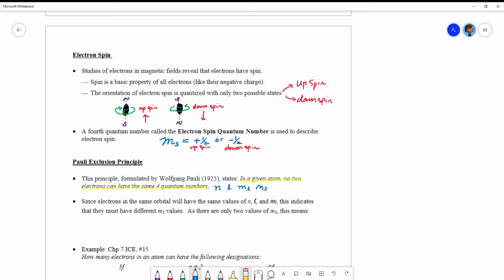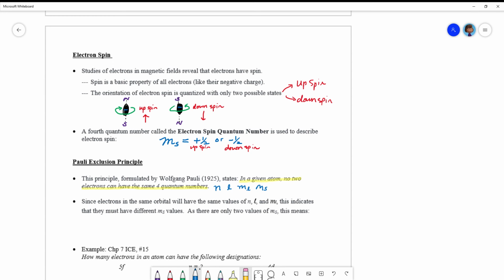This is rather like, say, your student ID number. Your student ID number is a collection of digits, and you and another student cannot have the same digits in your ID number in the exact same order.